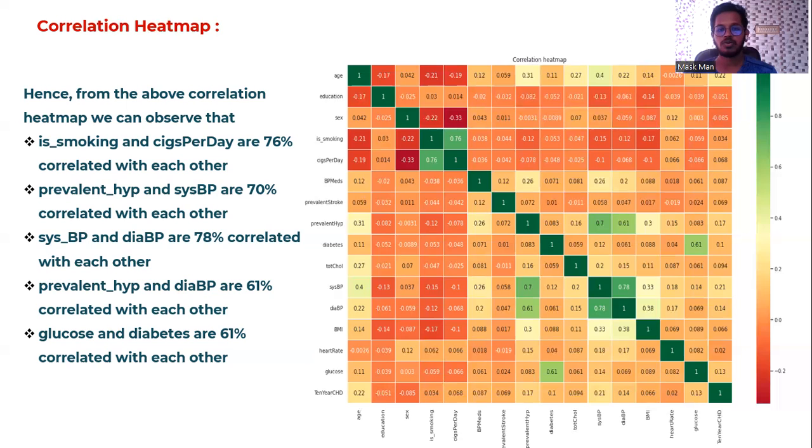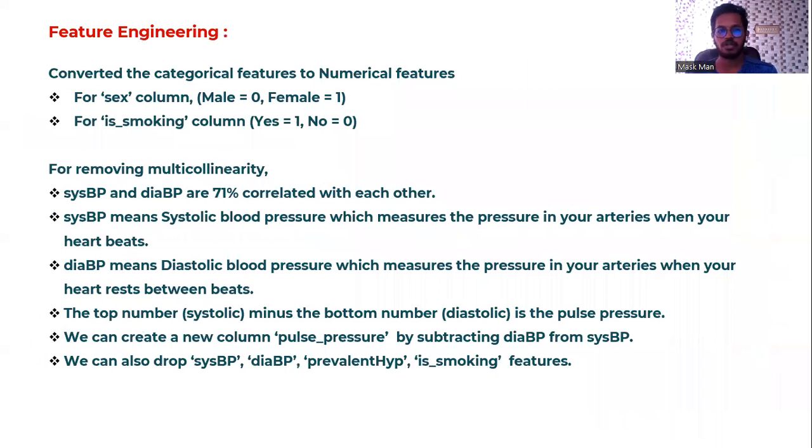So we have to remove multicollinearity. We will handle multicollinearity in feature engineering, and the next stage is feature engineering. In feature engineering, the first step is to convert the data into numerical form. We have two categorical features, so we have to convert those two categorical features into numerical features, for example sex and e-smoking. So we'll convert these two features into numerical features, and after that we will remove the multicollinearity.